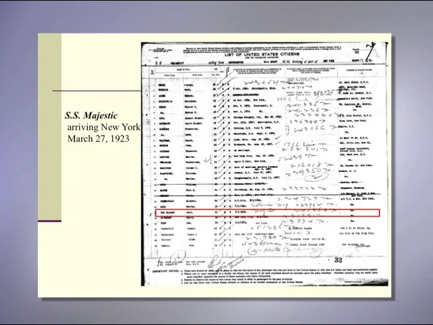This is an example of a passenger list for the SS Majestic, which arrived into the Port of New York on March 27, 1923. As you can see, this manifest is nicely typed. A lot of the manifests will not be and are very difficult to read. But you'll also notice that at the top of this list, it is called the list of United States citizens. And sometimes you will see that the lists will be separate. So sometimes you'll have a list of aliens, sometimes you'll have a list of citizens, sometimes they'll be mingled in together.